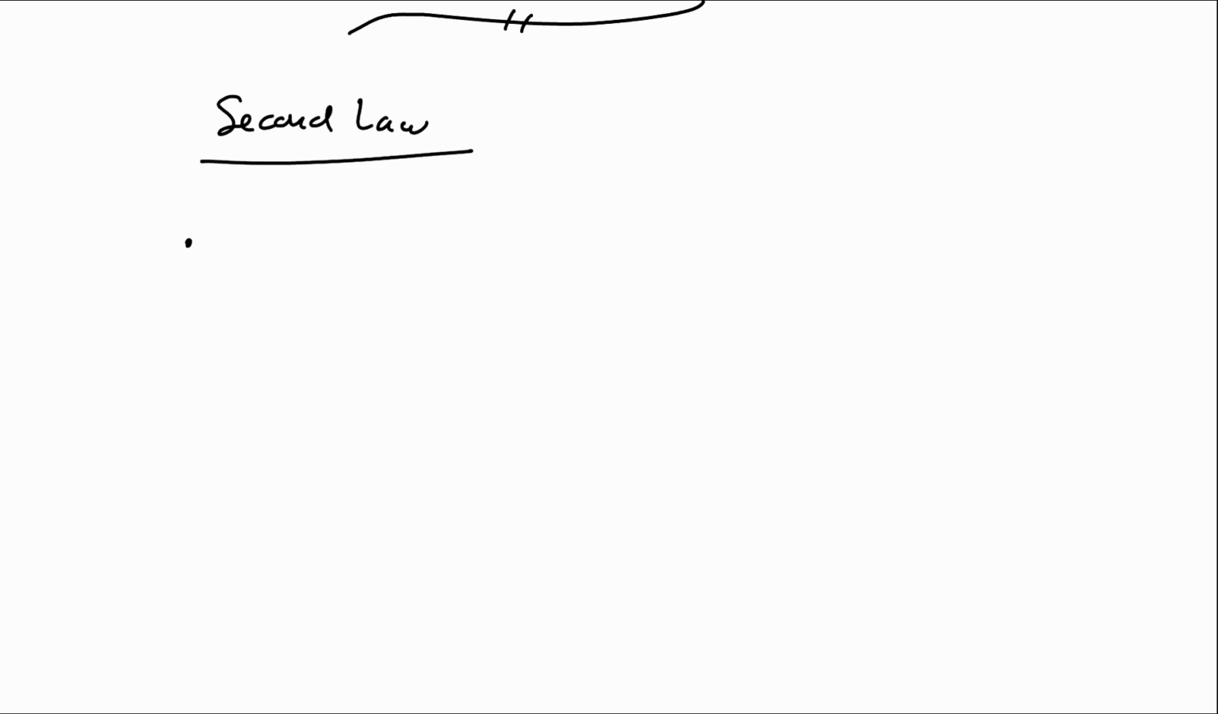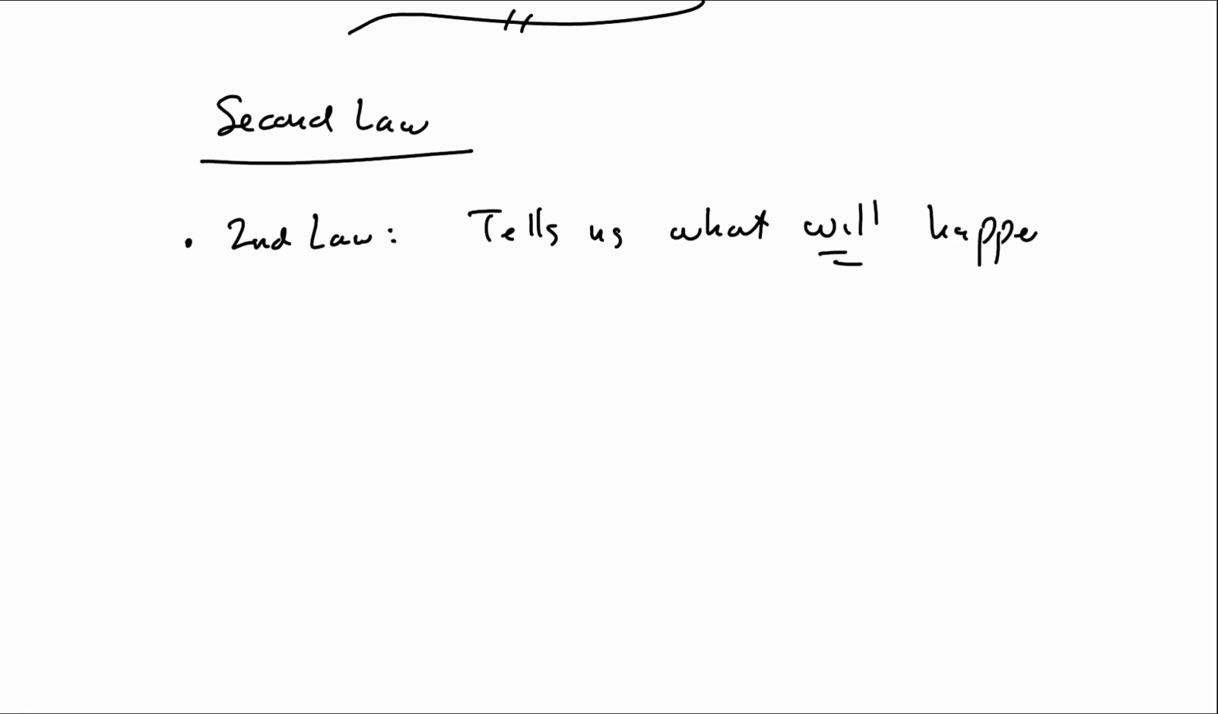So the second law tells us what will happen spontaneously. Some things happen, some things don't, and some things just happen spontaneously, and we'll see what the second law has to say about that. I think I could do better organization here. Okay, bullet point: it tells us what will happen spontaneously.